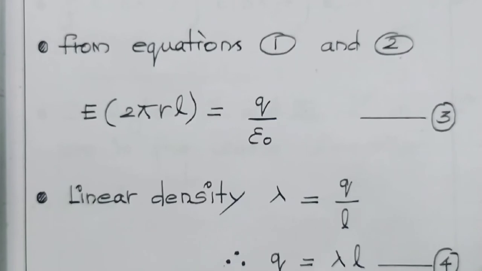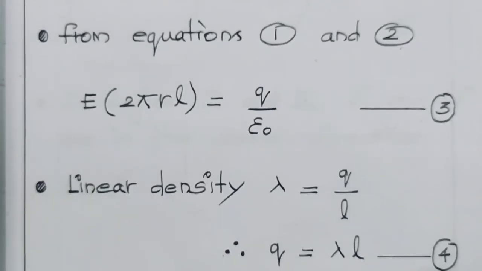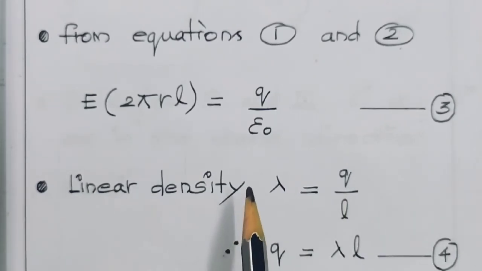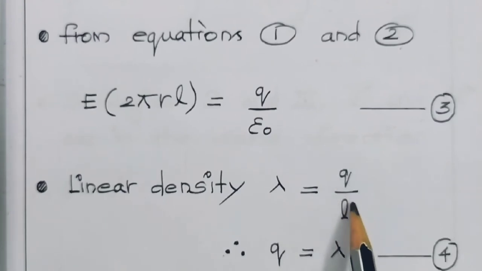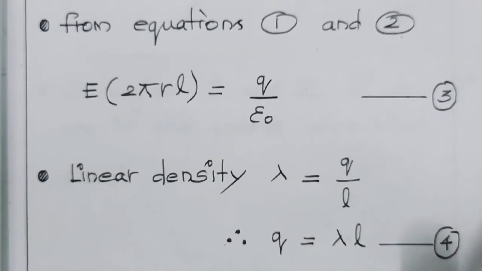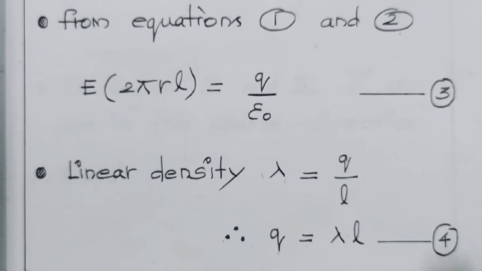We have already studied about linear density, surface density and volume density. Here for linear density, what is the formula? Lambda is equal to Q by L. So therefore Q is equal to lambda into L. Let it be equation number 4.